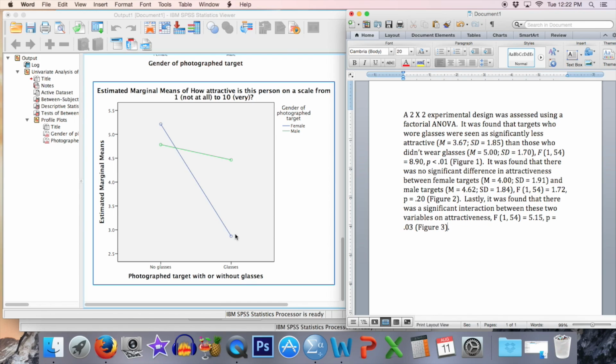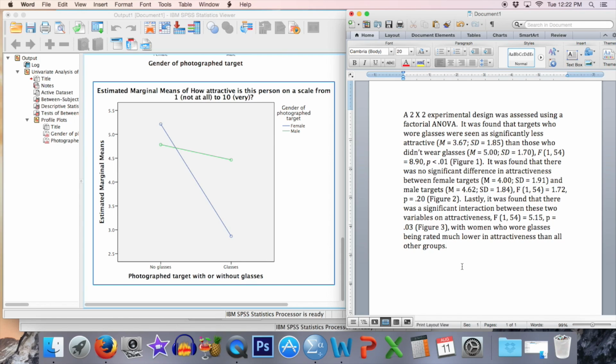So in this case, a group is really sticking out. It's the women who wore glasses. So that's a sort of a simple way of putting it, but that conveys it to the reader. You could say, with women who wore glasses being rated much lower in attractiveness than all other groups. And there are many different ways to say this, but that's just one that makes sense to me.